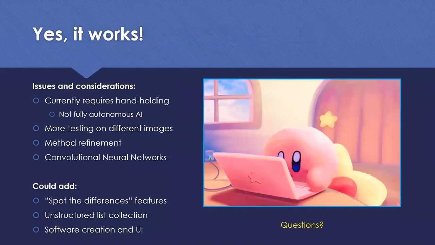Conclusion. So the idea is that right now it generally relies on hand holding. It's not fully autonomous, but we can improve that with more testing of different images, more refinement, and the introduction of convolutional neural networks, which I didn't get into, but I would like to. And there were other features that I would like to add as well for actual use of this, because I think it's a pretty nifty feature, but it's not really done. So that's it. Any questions?